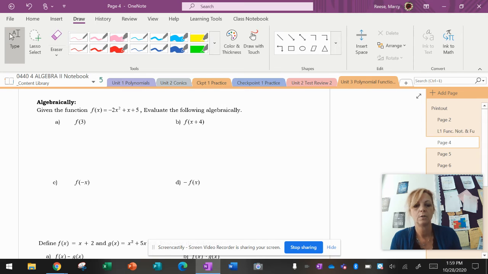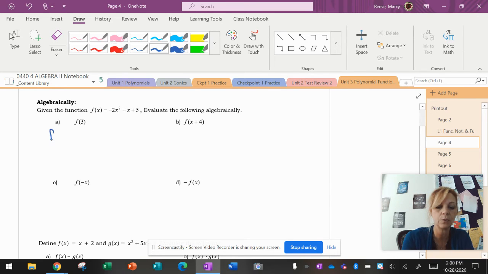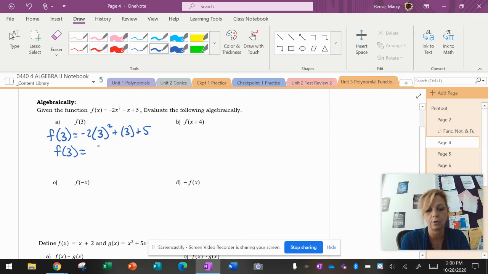Okay. So, looking at this first one, it says given the function f of x equals negative 2x squared plus x plus 5, evaluate the following algebraically. So when it says f of 3, you literally replace all of the x's with 3. Okay? And you did math. So the f of 3, you don't do anything, right? You're doing the math over here. Plugging it all into your calculator at once, and you're going to pop out negative 10.